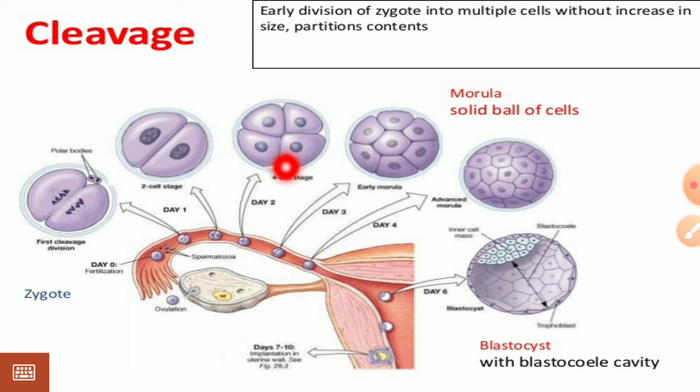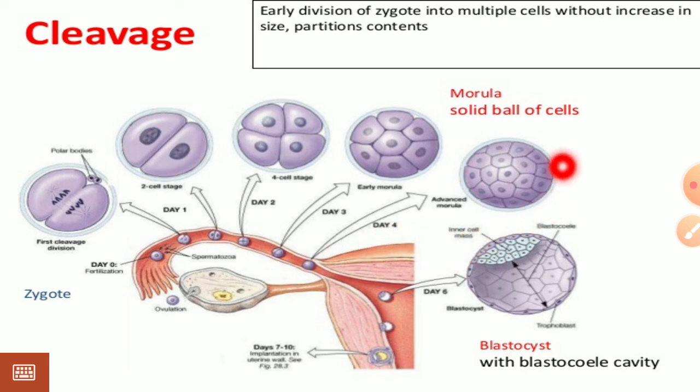Then the second cleavage starts. The two cells change into four cells, then in the third cleavage the four cells change into eight cells, and the eight cells change into the 16 cell stage, which is called the morula. By day three they have changed into the morula. All these processes take place in the fallopian tube (oviduct) of the female reproductive tract.